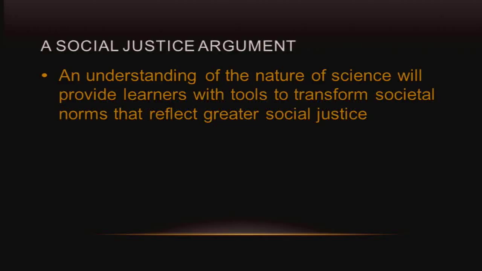So I proposed a social justice argument. Teachers need to equip children with the understanding of the nature of science, critical thinking, skepticism, and evidence-based reasoning in order to combat things like racism, sexism, heteronormativity, and homophobia. Or in other words, to promote social justice, fair treatment for all.